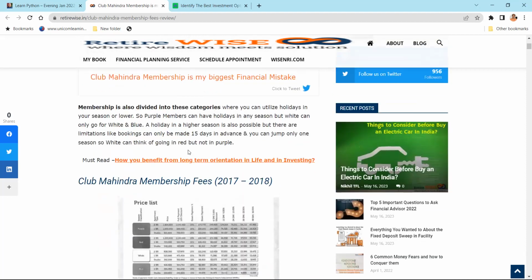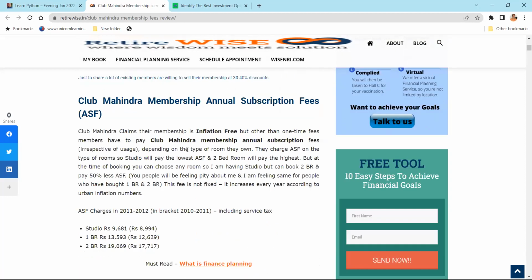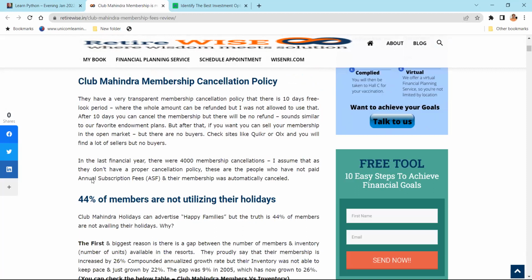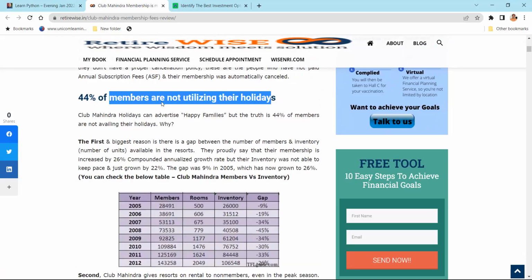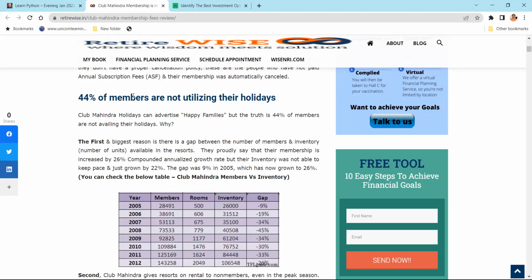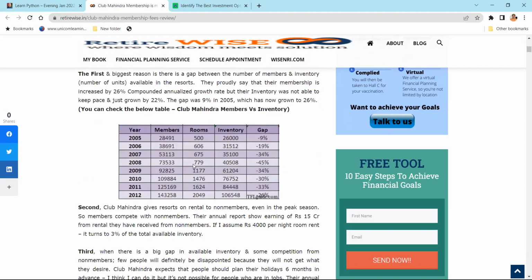Then he has used some other concepts like, only 44% of members do not utilize their holidays. So what he's trying to show is the number of members. Look at this chart. In 2005 there were 28,000 members, and in 2012, the year when this article was written, there were only 143 members.